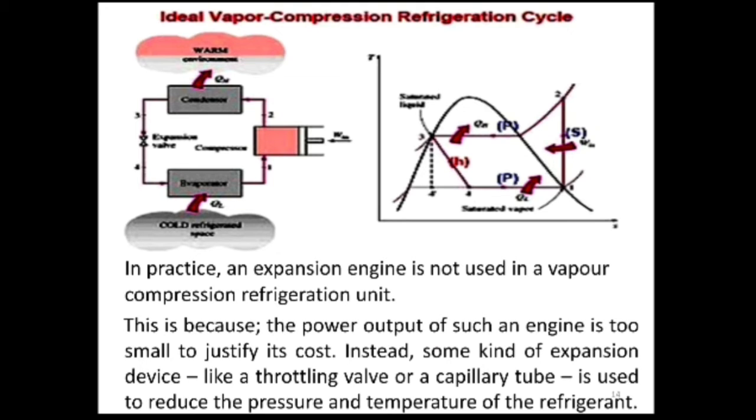Why do we not use a turbine? Because a turbine is too costly and requires too much maintenance for this purpose. For this purpose we do not need a turbine, so we can have a throttling valve or an expansion valve with which we can complete the task. And process 4 to 1 is constant pressure heat absorption in the evaporator.